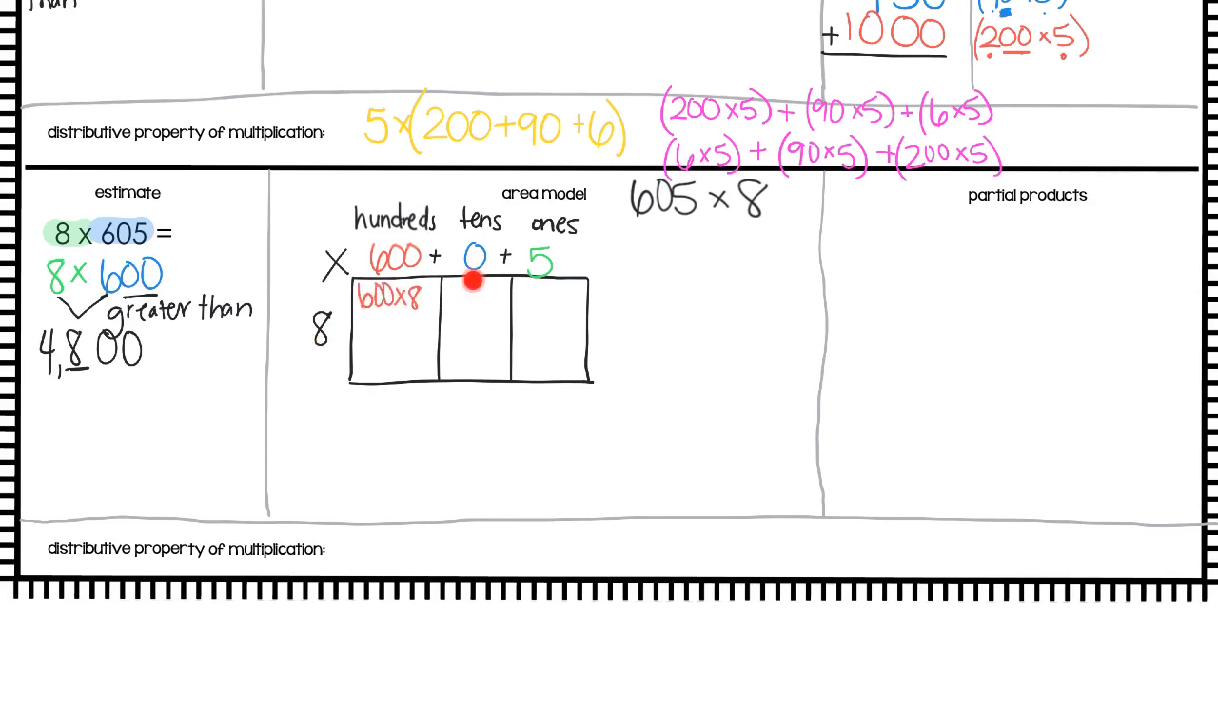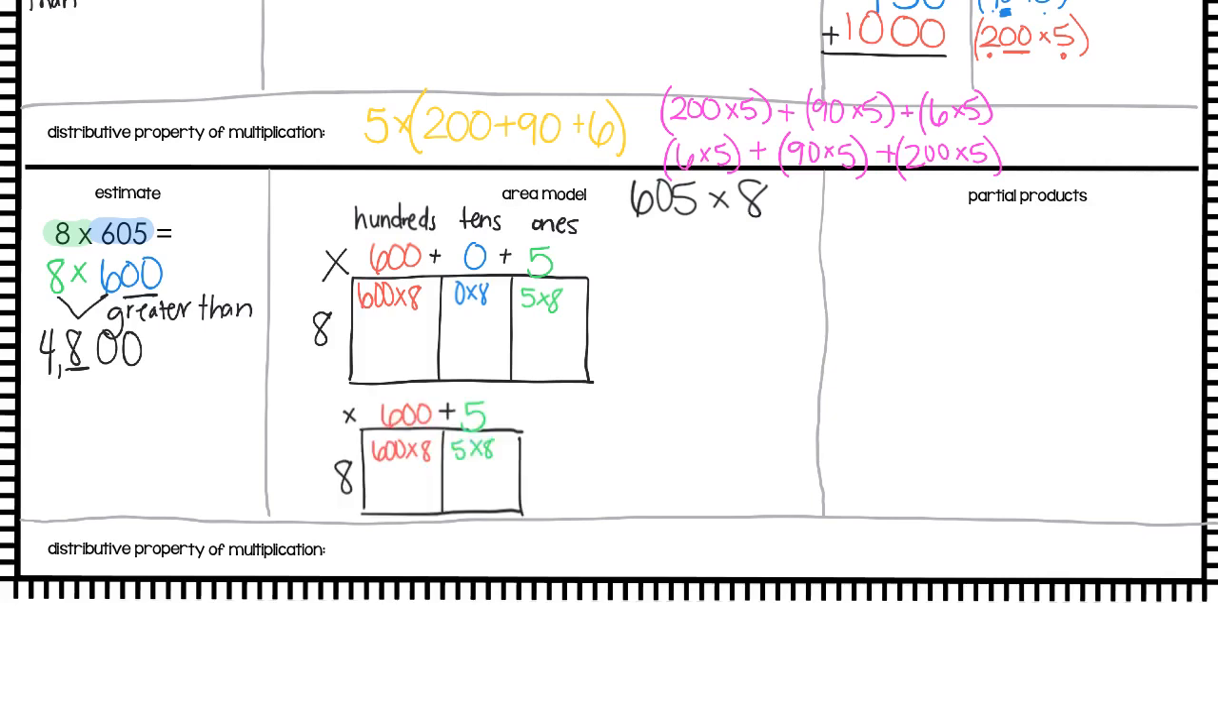Then in our next box we have 0. So we're going to be multiplying 0 times 8. And then in our last box, we have 5. So we're going to be multiplying 5 times 8. I want you to take the time and multiply each of these and put your answers here. Then go ahead and add them up. Pause the video so you can give yourself time to do this.